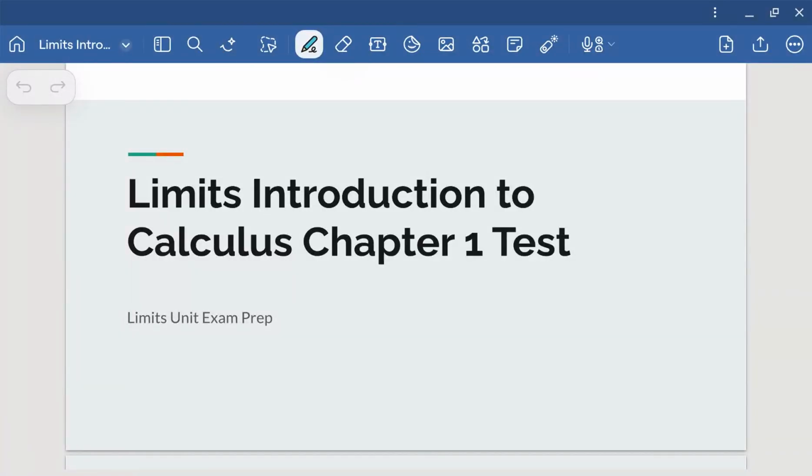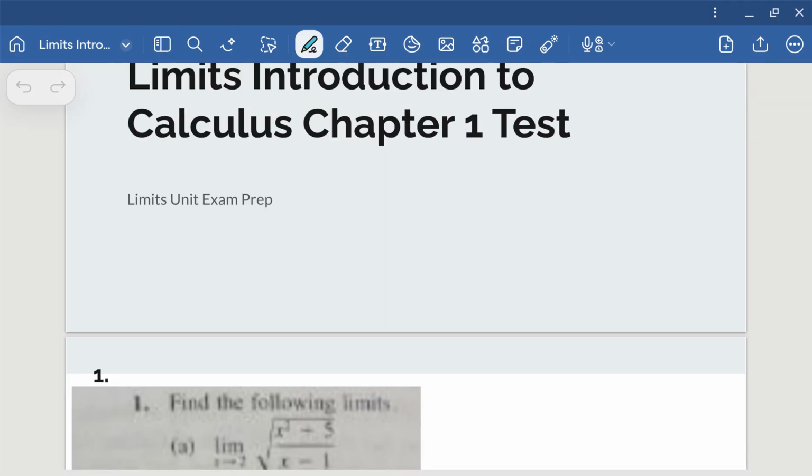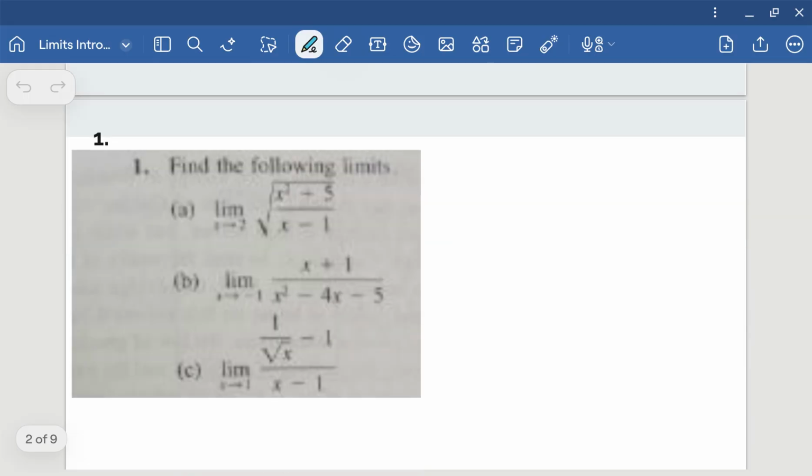Okay, so here is the chapter test in the limits introduction, from the limits unit of the Introduction to Calculus textbook. So this is section 1.9, and I apologize already for this being a little bit blurry, but I hope you can make it out. So the first one, we're taking a look at the limit as x tends towards 2.